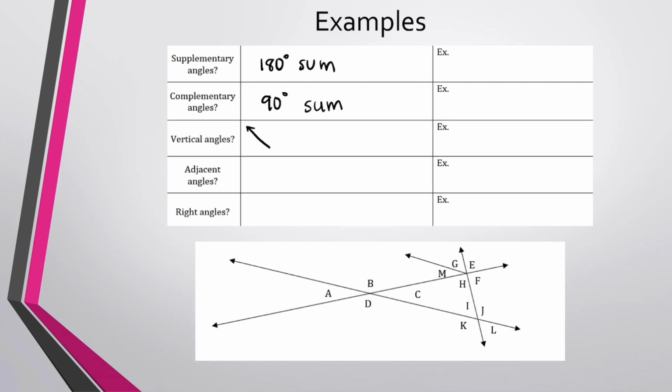Vertical angles I showed you are the ones that kind of occur across from each other. But one cool thing about vertical angles is that they're always congruent. They're the same. Adjacent angles are next to each other.